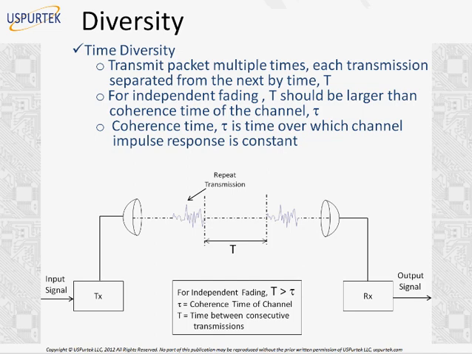But again, here we have to consider the two signals must be independently fading. So the fading can happen over a period of time too. So there is a coherence time. There is a definition of a time of the channel called coherence time of the channel, which is represented by tau. So coherence time is the time over which a channel impulse response is constant.